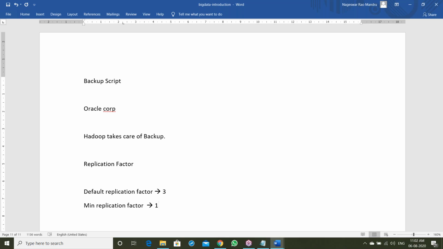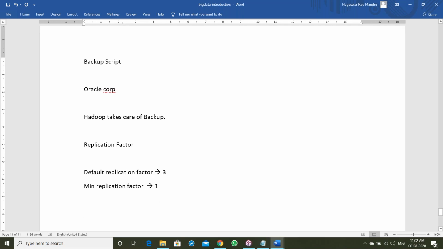Default is 3. Suppose you want more than 3, then what's the maximum replication factor? It's 512. 512 copies you can maintain. This is an interview question: what's the default replication factor in HDFS? 3. What's the minimum replication factor? 1. What is the maximum? 512.